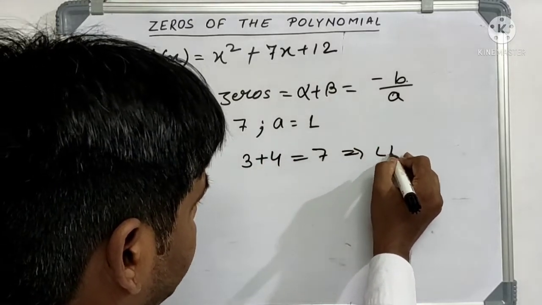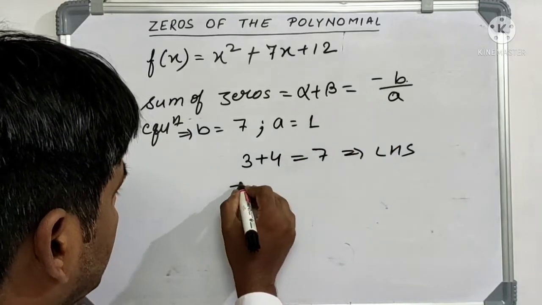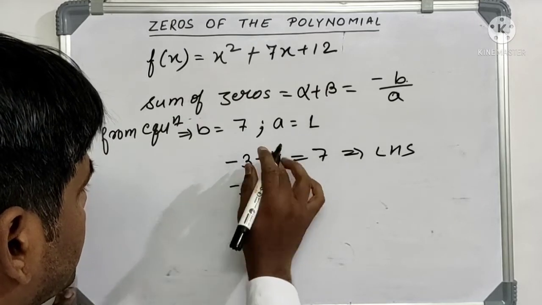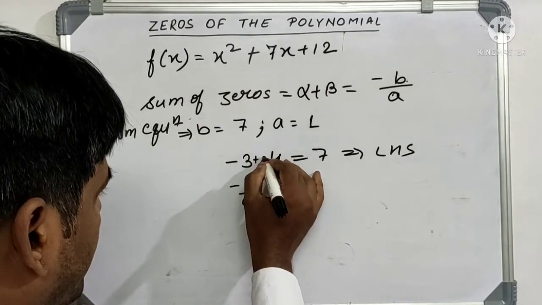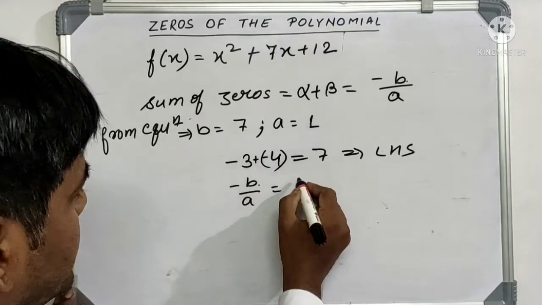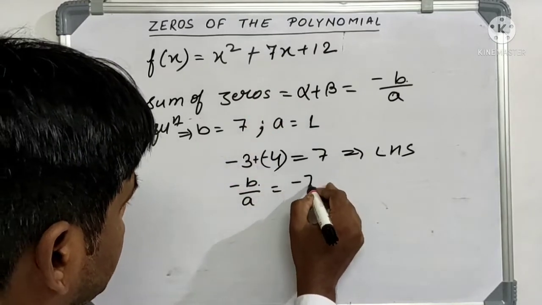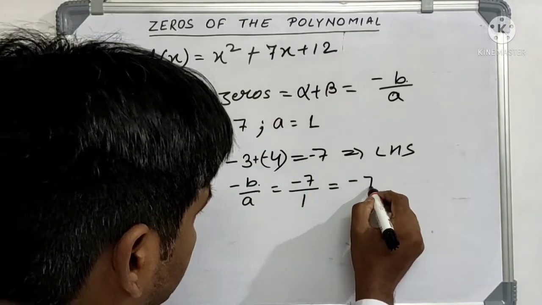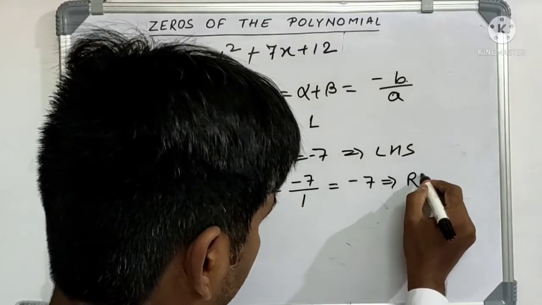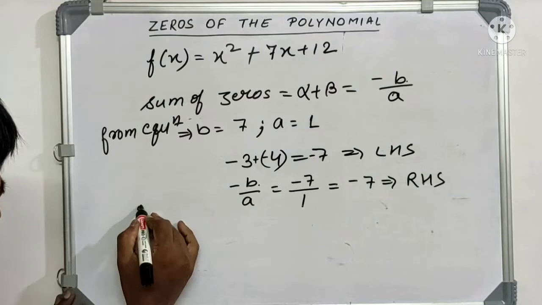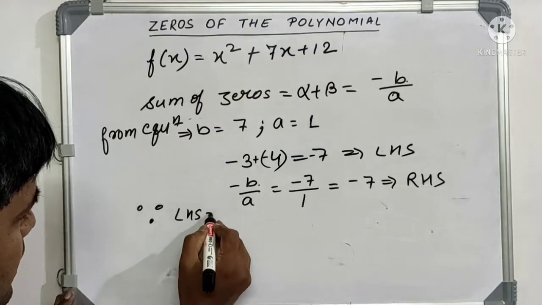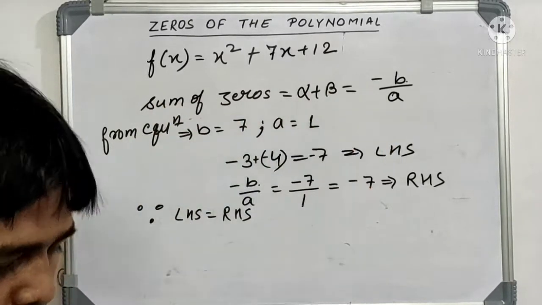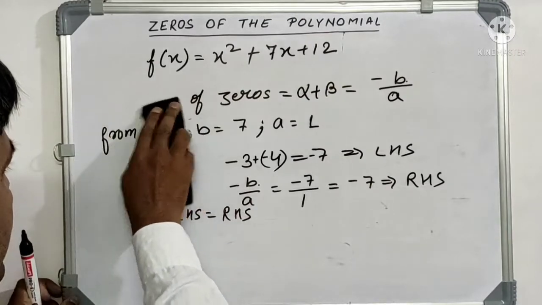This is for the left hand side. Now for the right hand side, minus b upon a, what is that? Minus b stands for the negative of b, and b has a value of 7, so that is minus 7, and a stands for 1. So here we will be getting a value equal to minus 7. This is equal to RHS. Here we can say that since we have got LHS equal to RHS, it satisfies the sum of the zeros.